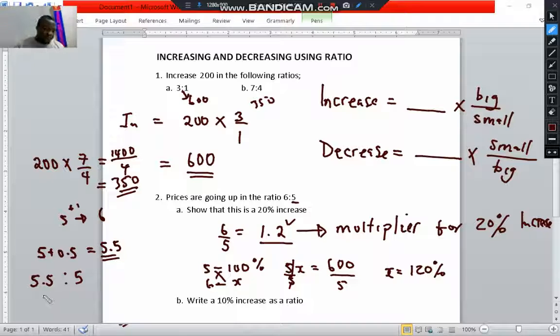Now on ratio, we don't deal with decimal numbers. We multiply this by 10 and the other side by 10 so that we can make 5.5 a whole number, which will now give us 55 to 50. We can reduce this further by dividing everything by 5, which implies that 55 divided by 5 gives us 11 and 50 divided by 5 gives us 10. So the answer to this part is 11 to 10.